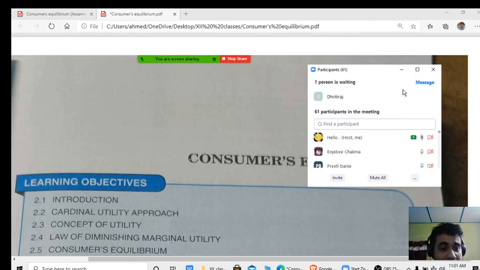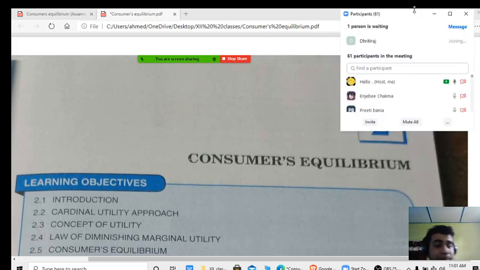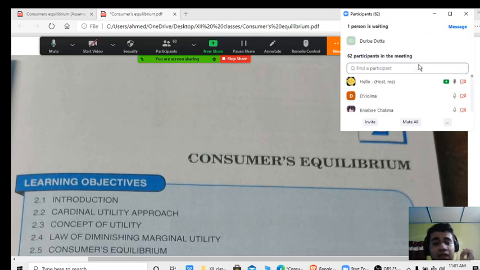We have met before, so let's start. The topic is consumer's equilibrium. This is in your NCERT textbook. You will get this as theory of consumer behavior. It is chapter 2 of microeconomics, and the book that I am using here for explanation is Sandeep Garg.